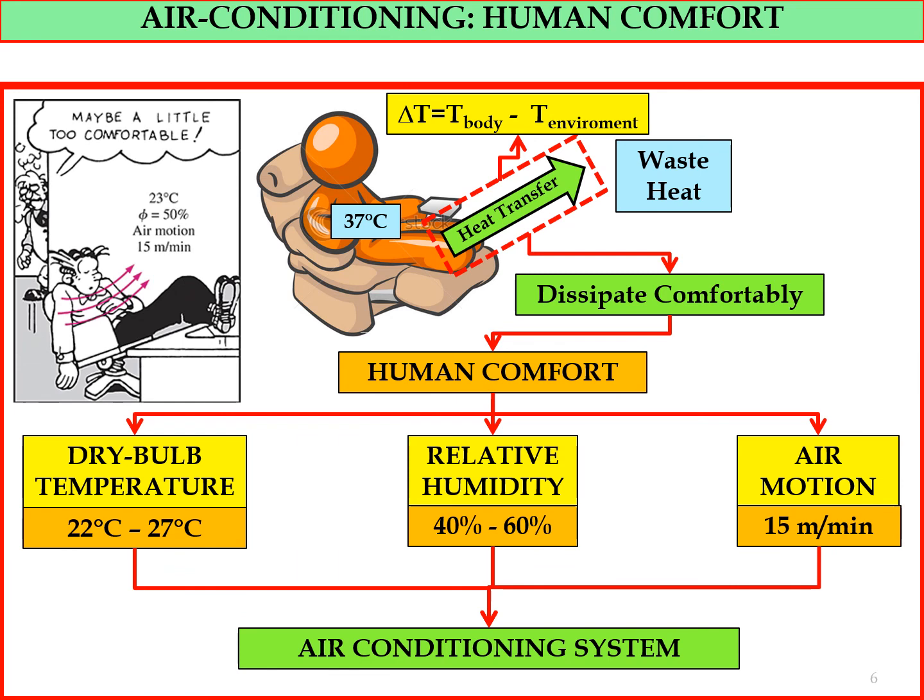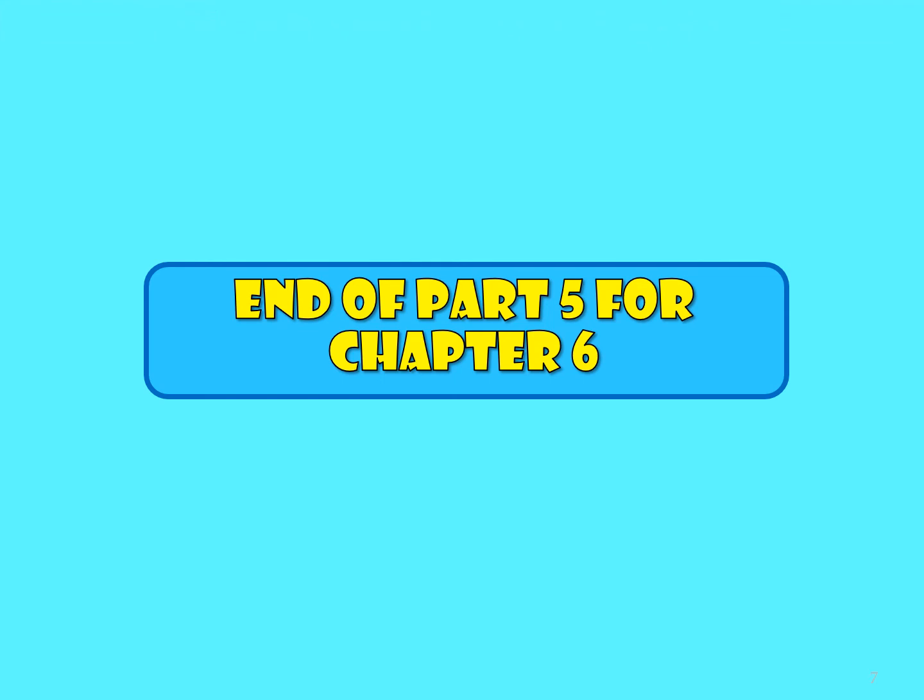And as you can see in this figure, maybe a little too comfortable, the temperature is 20 degrees Celsius, 23 degrees Celsius. The relative humidity is around 50%, and the air motion is 50 meters per minute. So this is the range of the human comfort region. If you want to design the air conditioning system, we should control it around this figure, which is the dry bulb around 22 to 27, relative humidity around 40 to 60, and the air motion around 50 meters per minute. This is the end of part 5 for chapter 6.